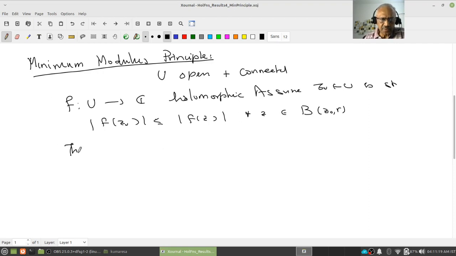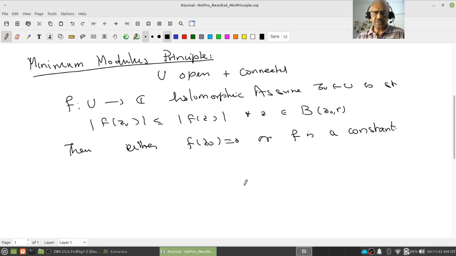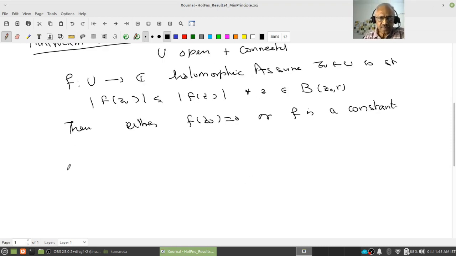Then what do you think should happen? Let us look at the earlier case. So we have to rule out f(z0) being 0. Therefore either f(z0) is 0, or f is a constant. If it is not 0, then it must be constant on U, of course. But notice that z0 is only a point of local minimum for mod f on a small open ball. That's enough. I don't want it to be a global minimum on all of U.